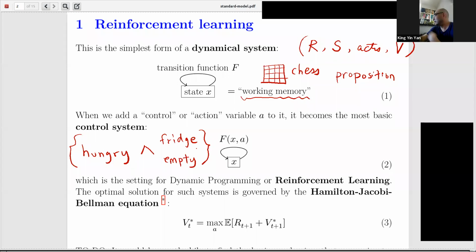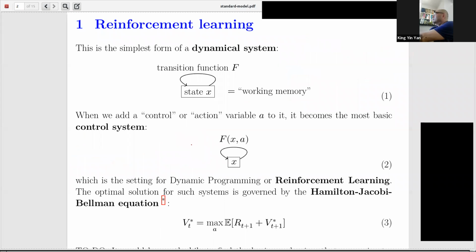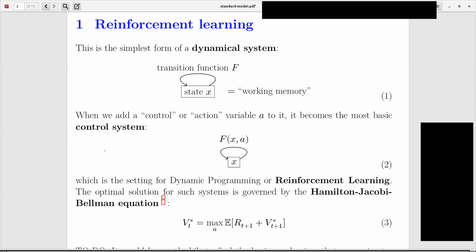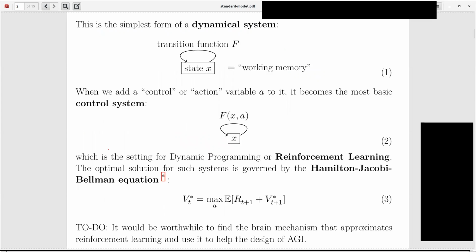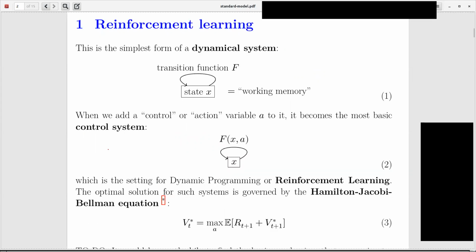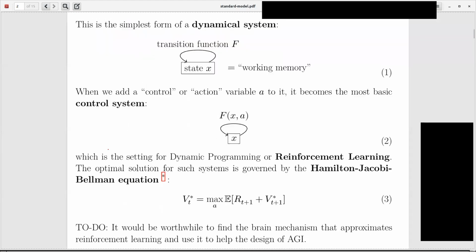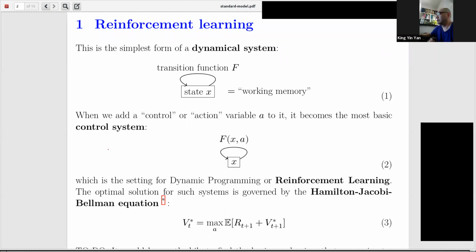Okay, and sorry for the interruption. Before this presentation, I think you wanted to talk about a more general topic, general AI, right? So right now you are talking about reinforcement learning. So what's the relationship between general AI and reinforcement learning?